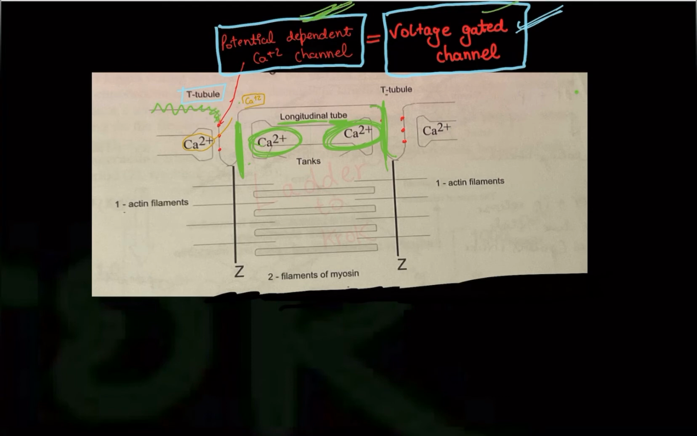These voltage gated channels are present in the T tubules. What are T tubules? These are structures like this, this U-shaped structure is the T tubule, and they are filled with calcium. Between two T tubules, this is one T tubule and this is another T tubule border, in between them we have longitudinal tubes, and they are filled with calcium. So whenever an action potential arises, it will irritate these potential dependent calcium channels, or voltage gated channels.